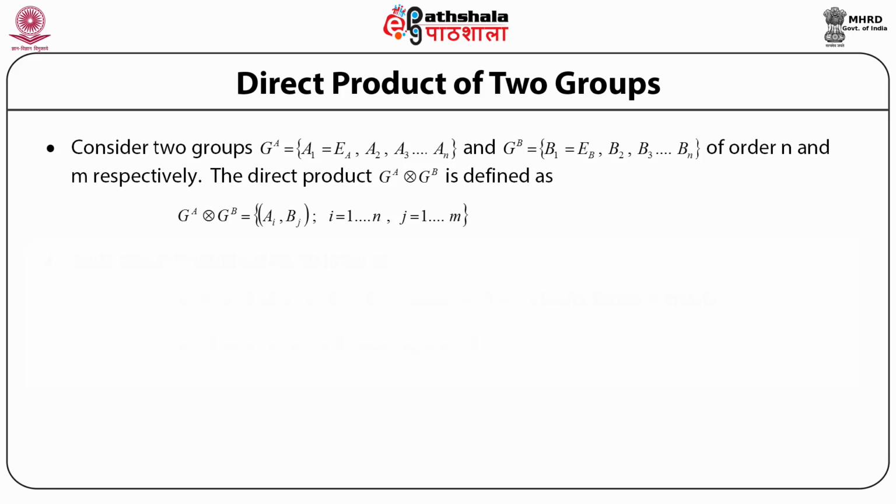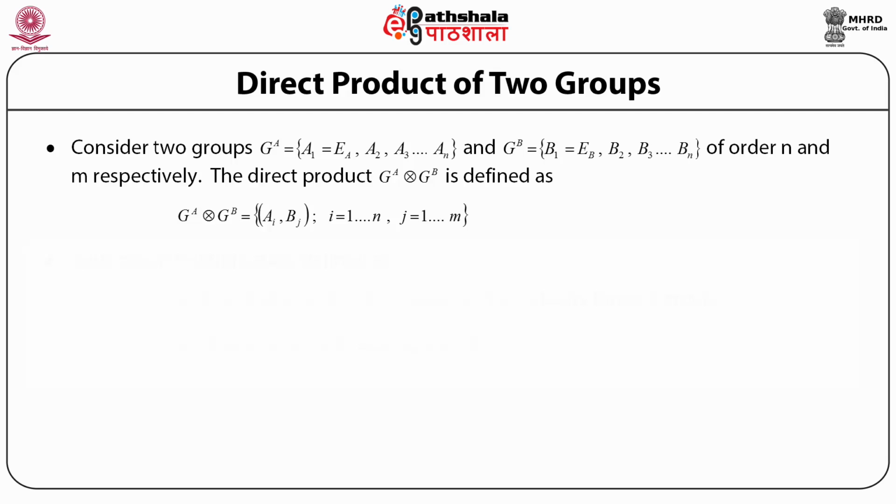Let's consider two groups, GA and GB. The group GA consists of elements A1, A2, A3, ..., An, where A1 is equal to EA, and the group GB consists of elements B1, B2, ..., Bm, where B1 is equal to the identity element EB. The groups are of order n and m respectively. That is, the group GA has n elements, whereas the group GB has m elements.